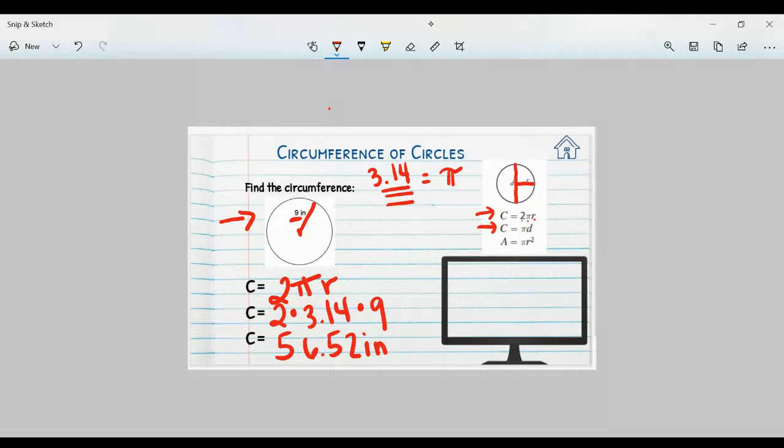Now, if we had, let's say, a diameter instead, where we had a line going from one end passing through the center to the other end, we would want to use the second formula, which is pi times diameter. So all you would have to do is type in 3.14 and multiply it times whatever the diameter may be. So use whichever formula fits with what information you have. Because we had a radius, we use that first formula. If we had a diameter, then we would use the second formula. And again, these two formulas are only for circumference.